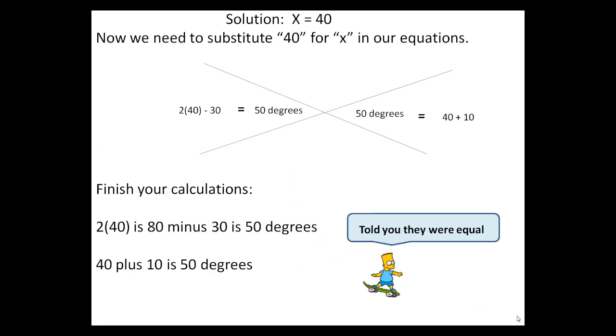Now we need to substitute 40 for x in our equations. 2 times 40 minus 30 equals 50 degrees, and on the other side, 40 plus 10 equals 50 degrees, which shows us that they are in fact equal.